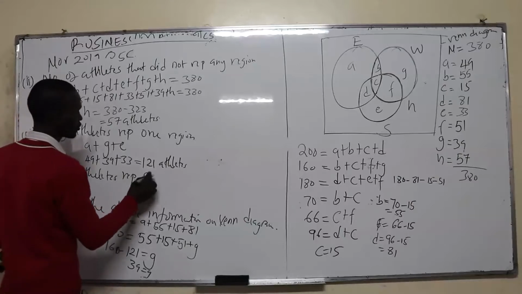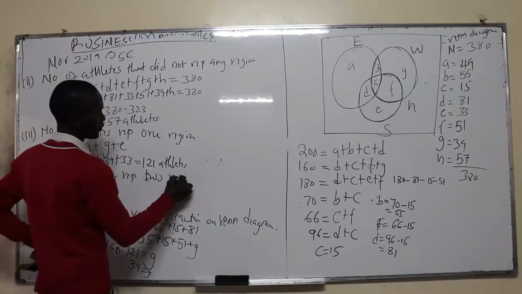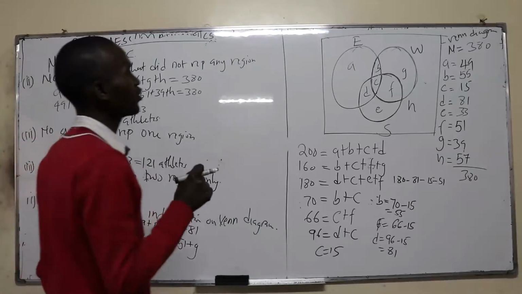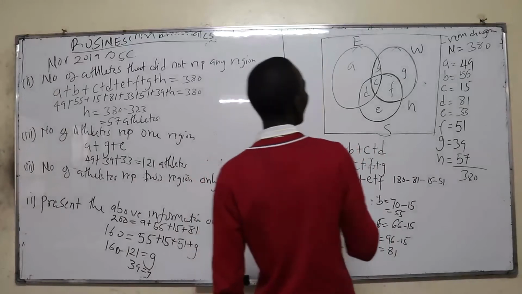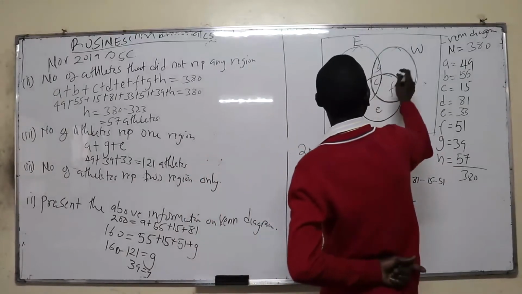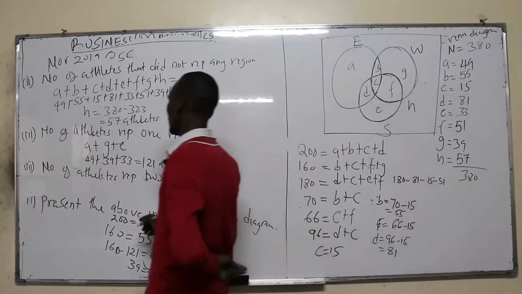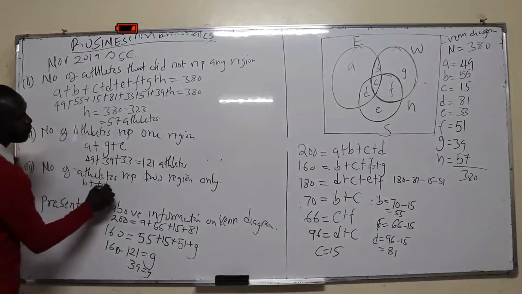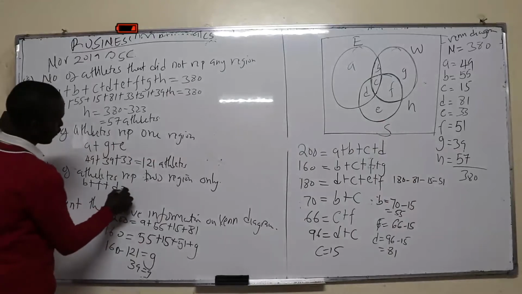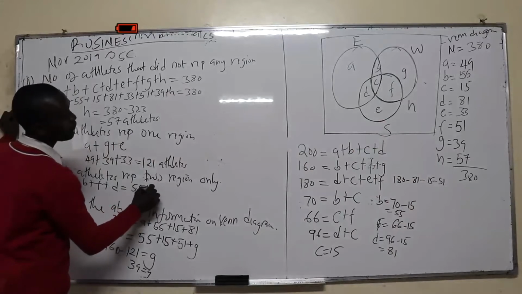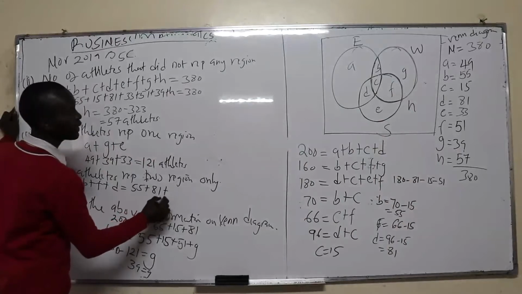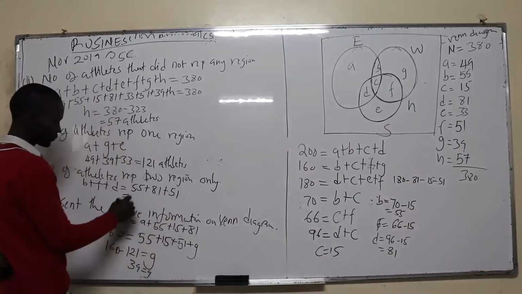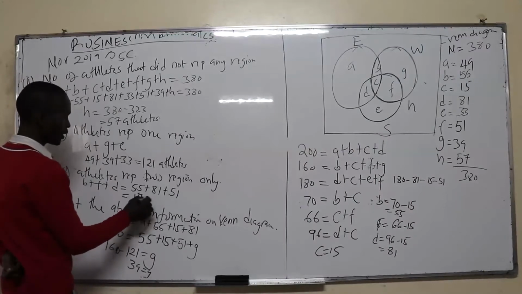We said if you take all elements, it must give you 380: A plus B plus C plus D plus E plus F plus G plus H must give you 380. So you have all these elements: A is 49 plus 55 plus 15 plus 81 plus 33 plus 51 plus 39 plus H is equal to 380. So H was equal to 380 minus 323, which is equal to 57 athletes.